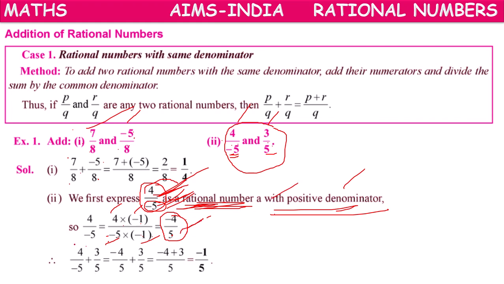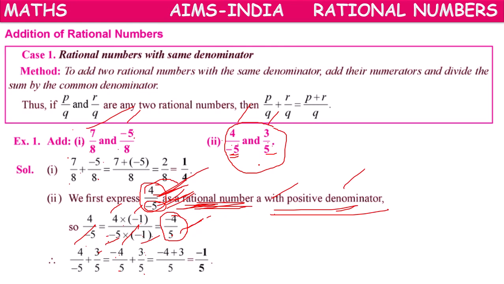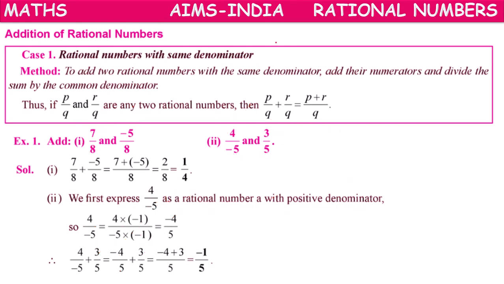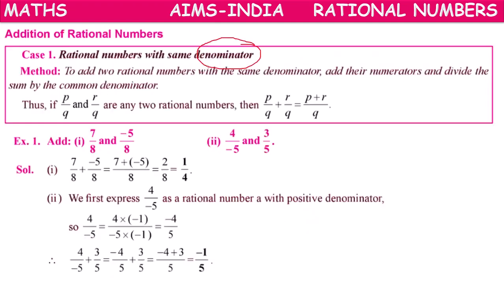Now we can add. Instead of 4 by minus 5, we will take minus 4 by 5 plus 3 by 5 as it is. Add the numerators: minus 4 plus 3 by the common denominator 5. Minus 4 plus 3, how much, children? Minus 1 by 5. Okay. So in this way, we can add rational numbers with the same denominator.